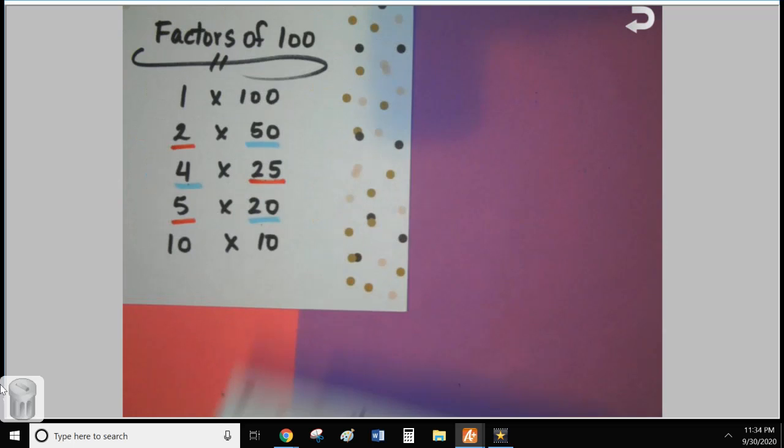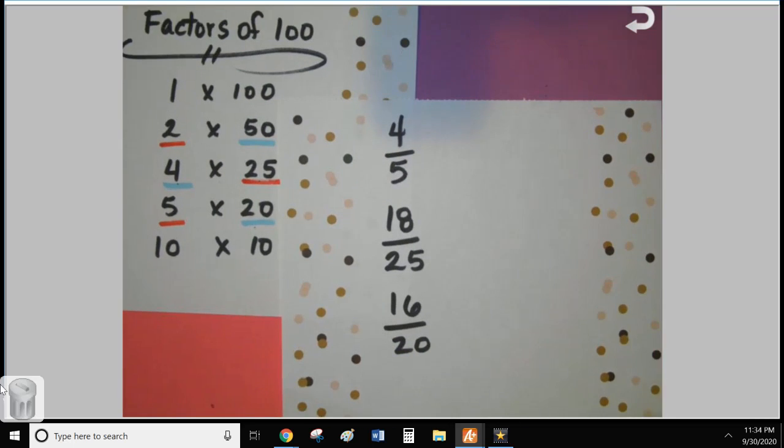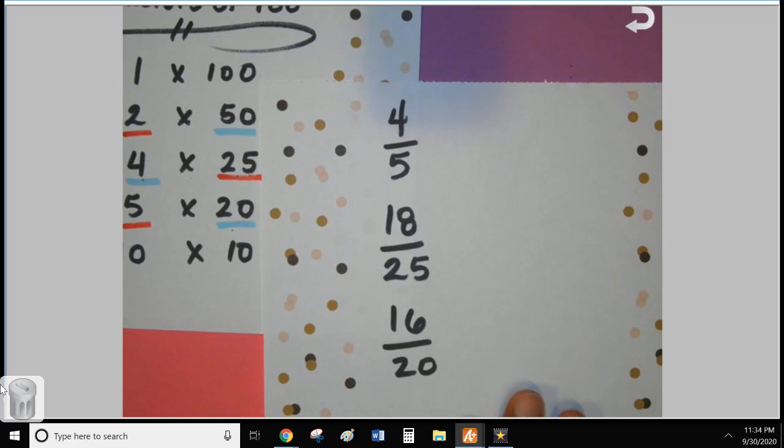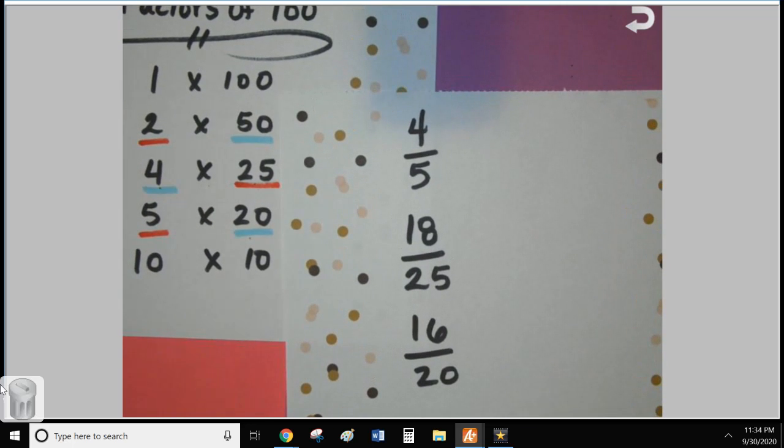So leave our factors up. Here are your 4 practice problems. Zoom in a little bit. 4/5, 18/25, and 16/20. Write these down, take a second, pause, use your new tips and tricks, and find the decimal form of these fractions without doing T-Bow.